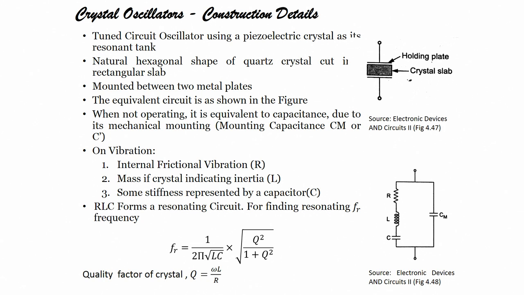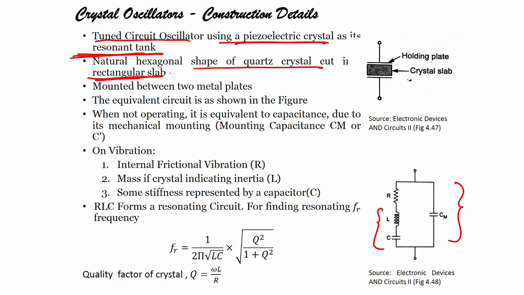So what we see here is a tuned circuit oscillator using a piezoelectric crystal as its resonant tank. Okay, so what is that? You see here, a tuned circuit oscillator using a piezoelectric crystal as its resonant tank, with the natural hexagonal shape of quartz cut into a rectangular shape. So we are using a hexagonal quartz crystal cut into a rectangular slab to construct the crystal oscillator.